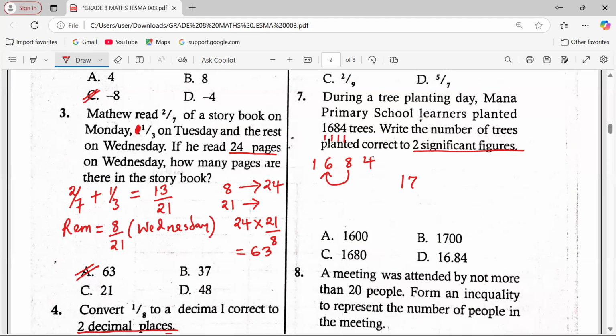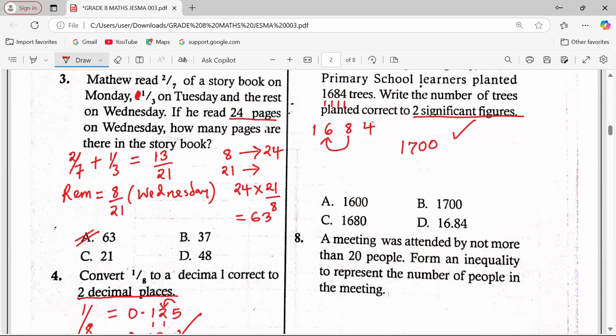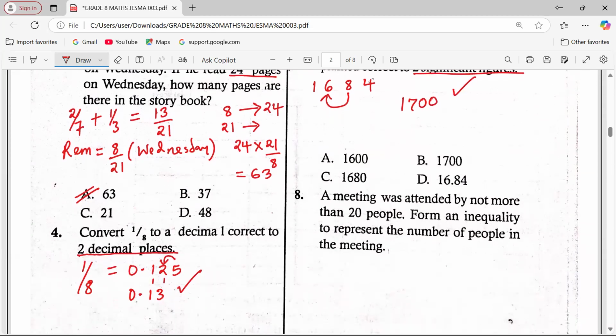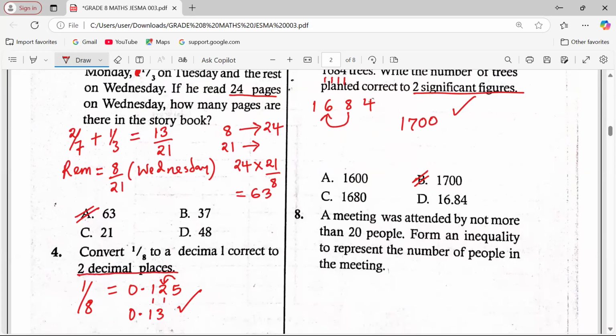But there is no way we can round off a number which is in terms of thousands and then make it tens. So to sustain the total value of this particular number, we have to return the zeros here. We include zeros there so that they hold position orders for purposes of the total value of this given number. So the trees can be approximated to 1700 to 2 significant figures.